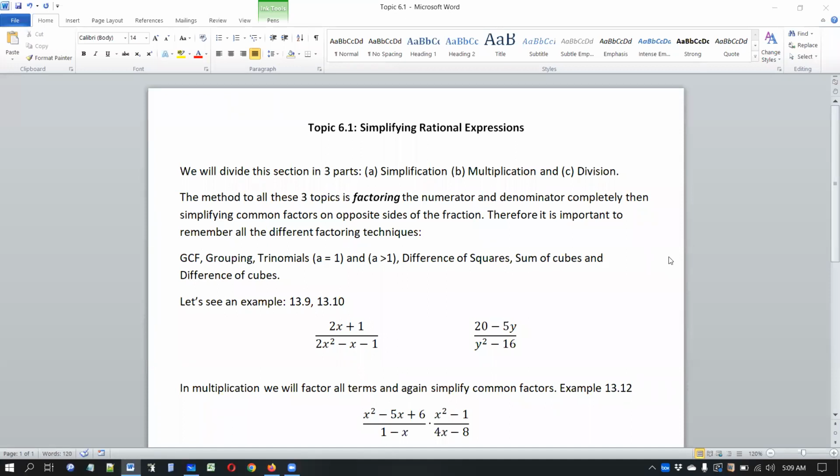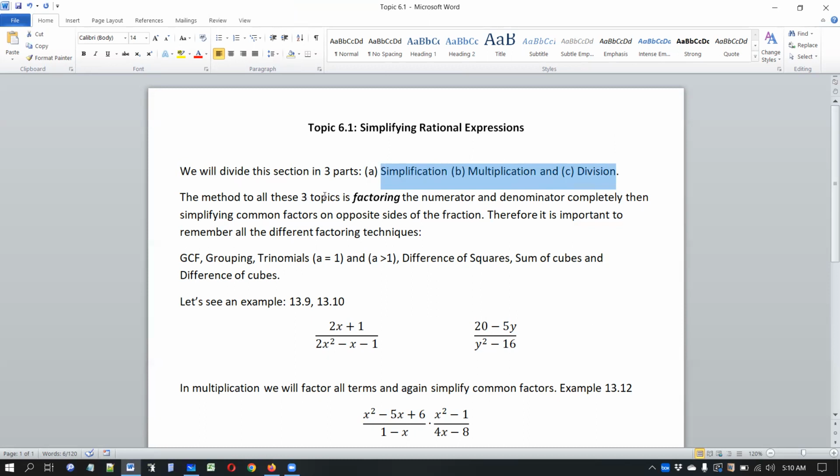Hi, hello everybody. So this is the video where I'm going to show you how to simplify rational expressions. And because this is in the same topic number on our workbook, I'm going to cover these three topics, which are simplification, multiplication, and division. They're very, very similar. And we put them all together here for you to make it easy to watch the video. Now, the technique for simplification, multiplication, and division is the same.